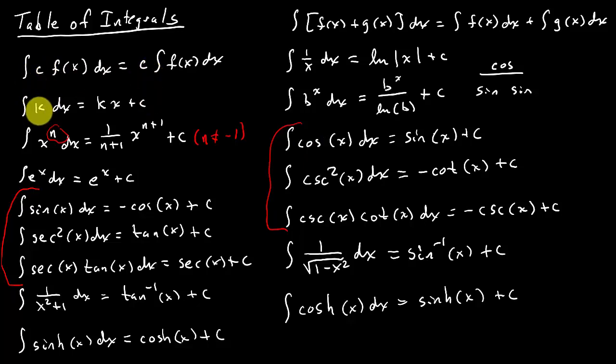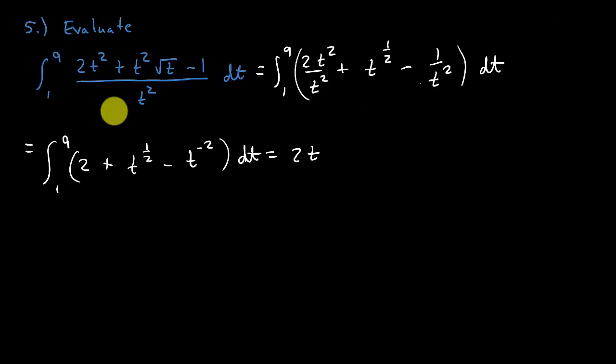Here, if we integrate a constant term, that's just that constant term times x. Now what I do want to do is come over here and go off to the side and show you how that works. So if we integrate 2, you've got to understand that 2 is the same thing as 2 times t to the 0, because t to the 0 is what? 1.